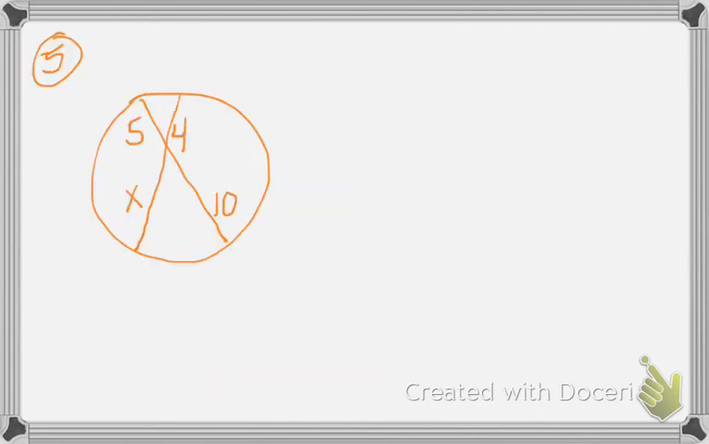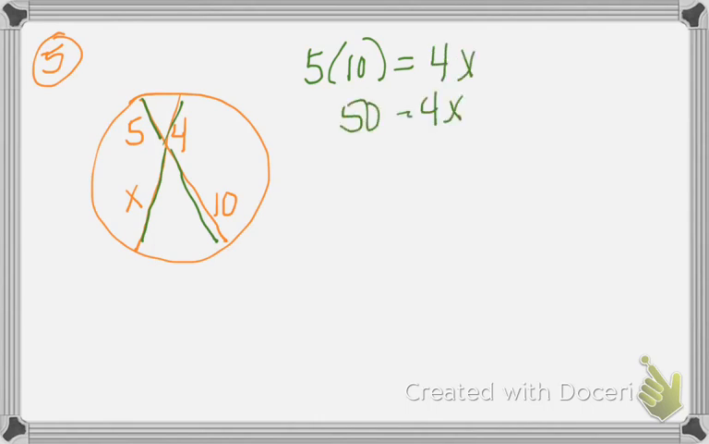Okay, this is number 5. So this rule says that the piece times the piece, the two segments of one chord, the product of those will equal the product of the two segments of the other chord. So you get 50 equals 4x, divide both sides by 4, and x equals 12.5.